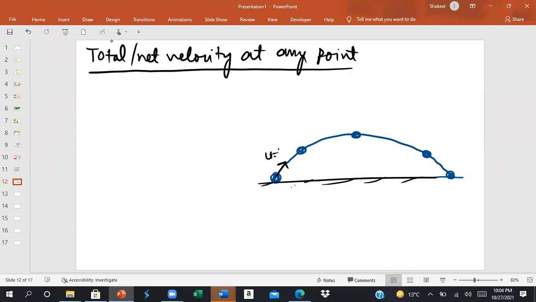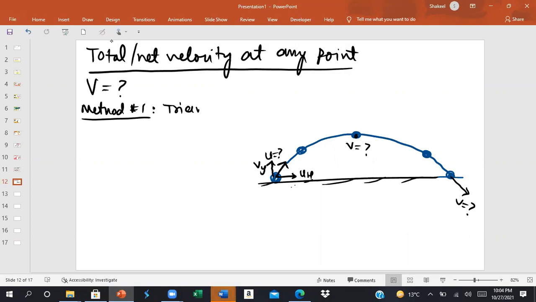You have to find the total velocity, provided you already know the horizontal component and the vertical component. Or at the highest point, you have to find how much is the total velocity, or at landing, you have to find the total velocity. So how to find that velocity? There are two methods for that. So method one is the triangle method.